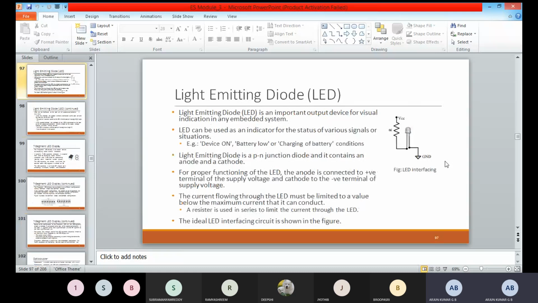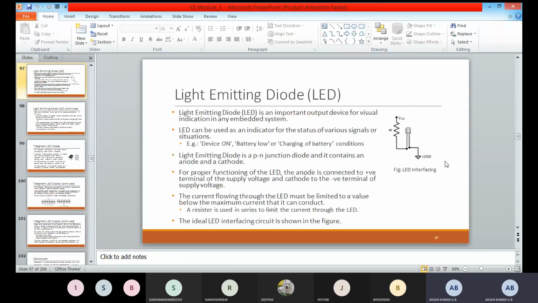Okay, that is the source of the LED. The port pin acts as the source of the LED. Source is nothing but the flowing current. And the second method: the cathode of the LED is connected to the port pin of the processor or controller, and the anode to the supply voltage through the current limiting resistor.